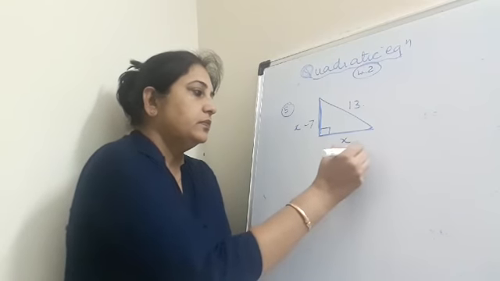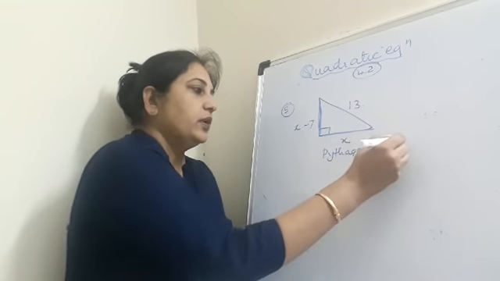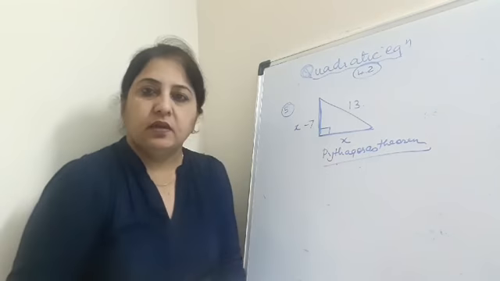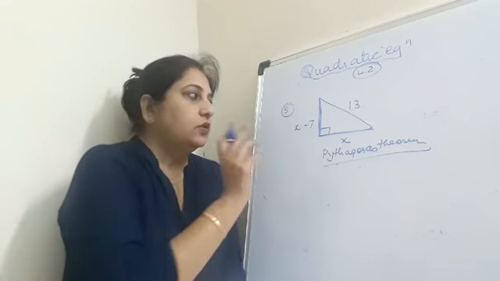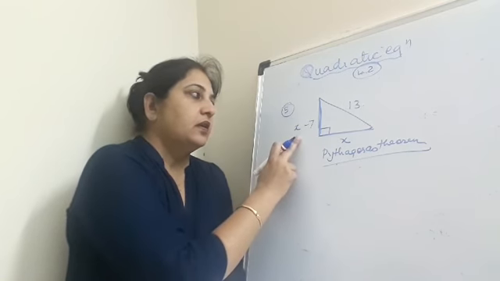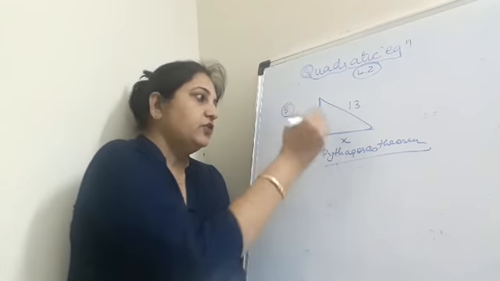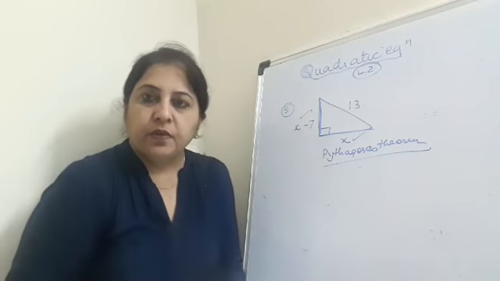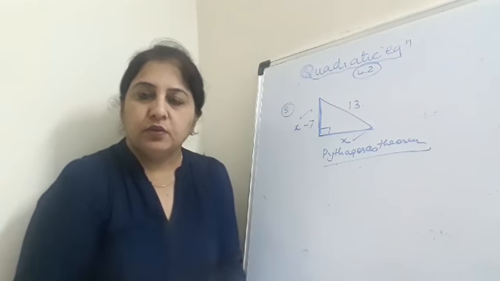Pythagoras theorem. Okay, so you complete this question, and if you have a doubt, you can ask me. This is a right angle triangle. Using the Pythagoras theorem, find x, and these two sides you will be able to calculate. Okay, so complete this work, and if you have any doubt, you can ask me.